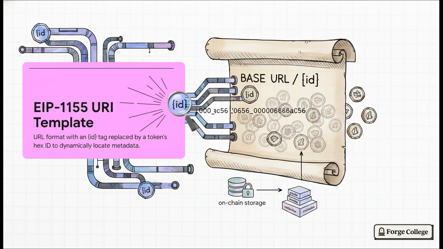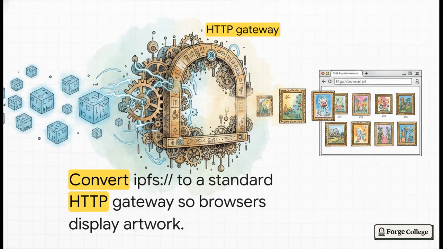It's like a brilliant master blueprint for batch minting. You can use one single base URL to serve up thousands of unique tokens just by subbing in that ID tag. The amount of expensive on-chain storage this saves is literally game-changing. But yeah, there's always a catch, right?